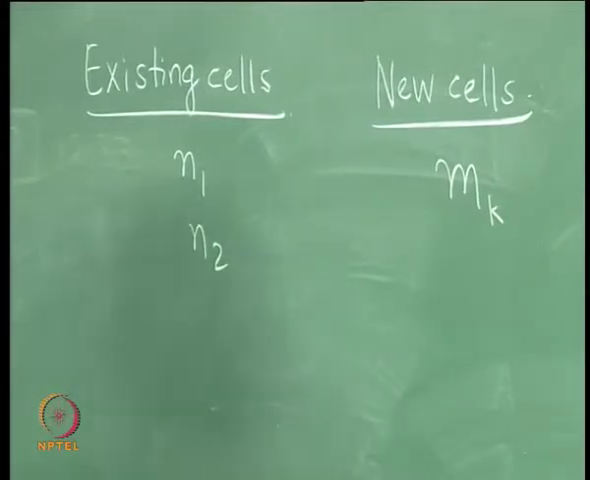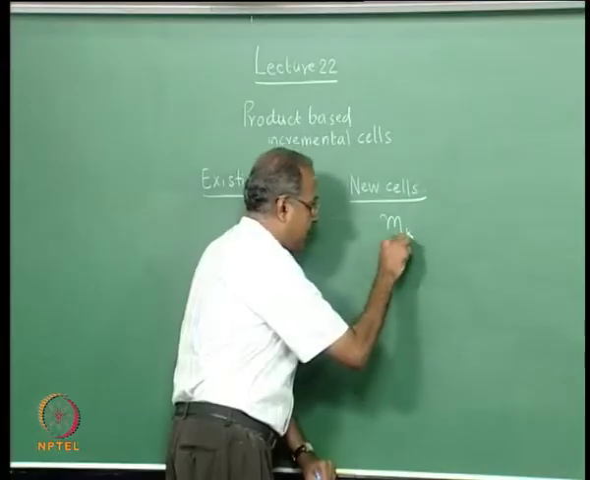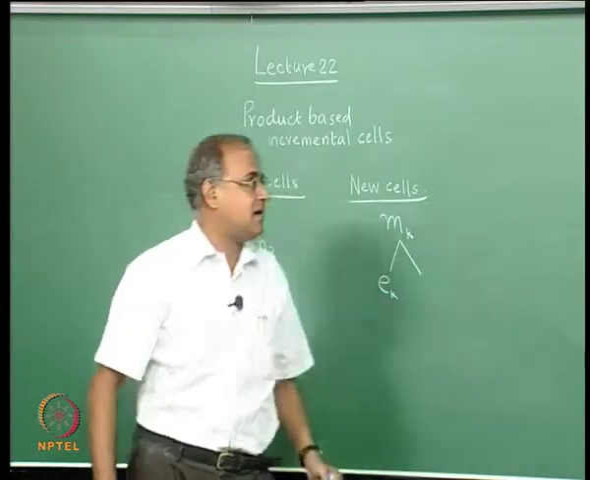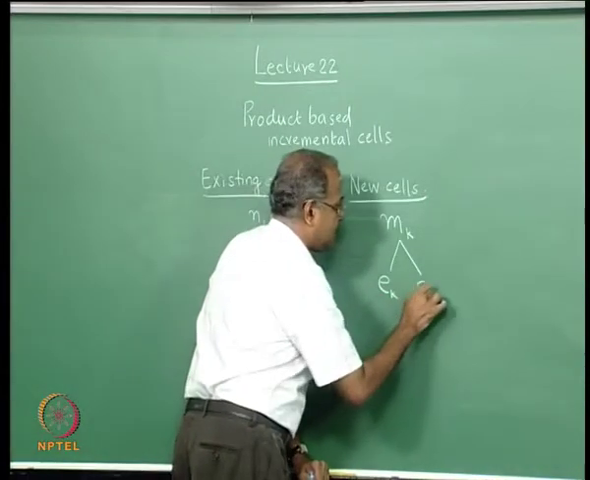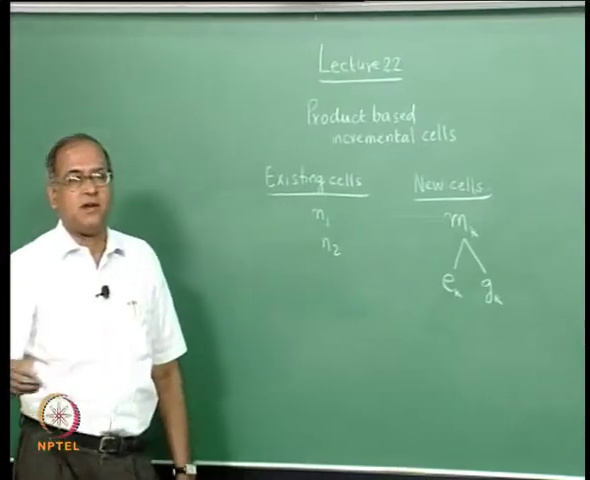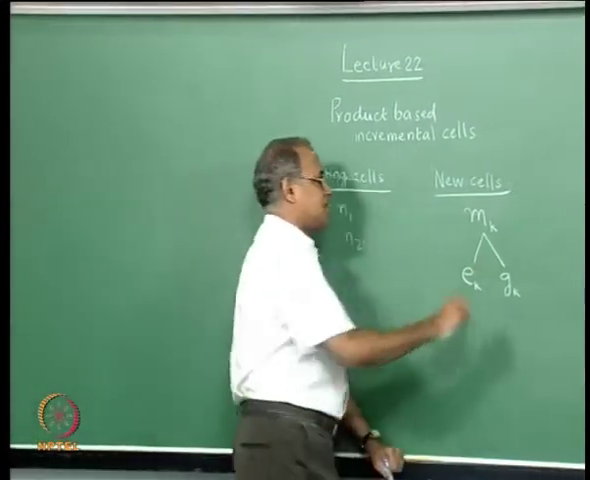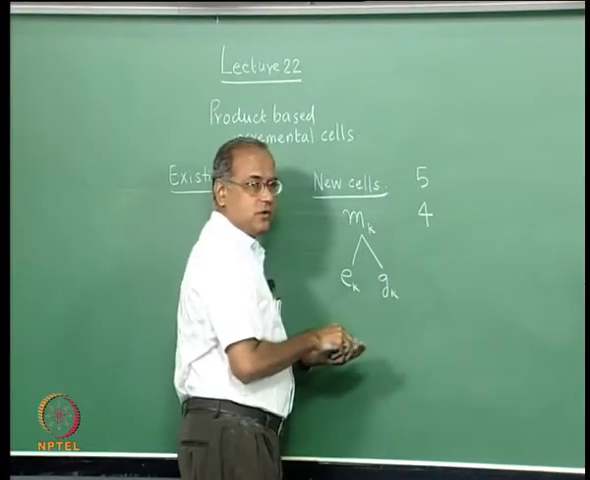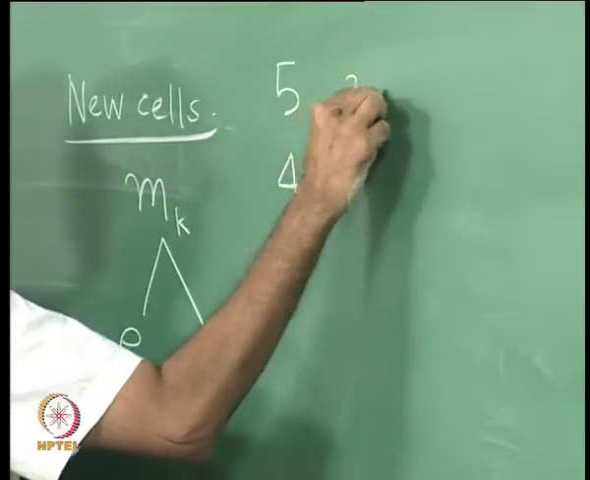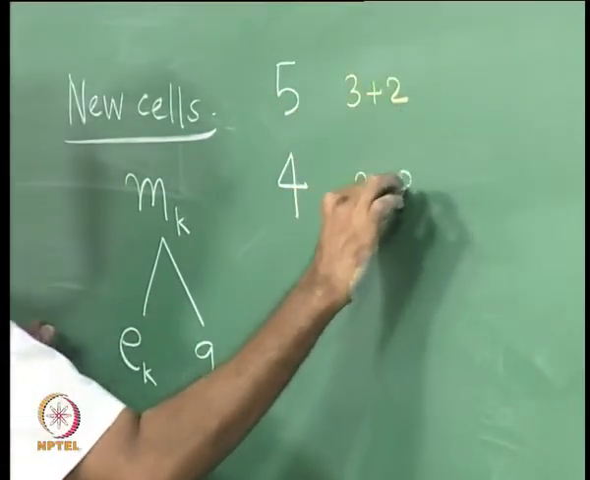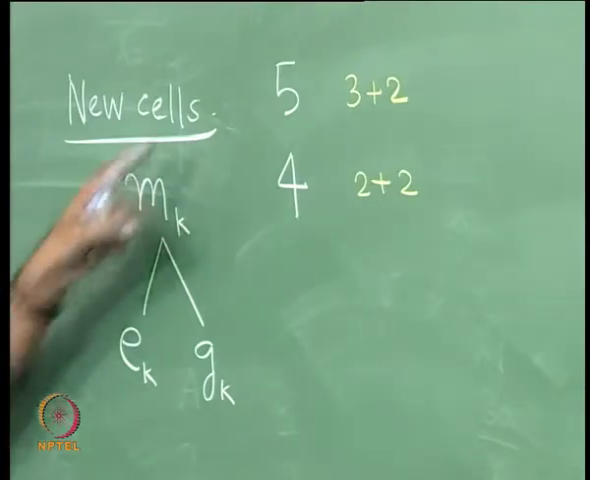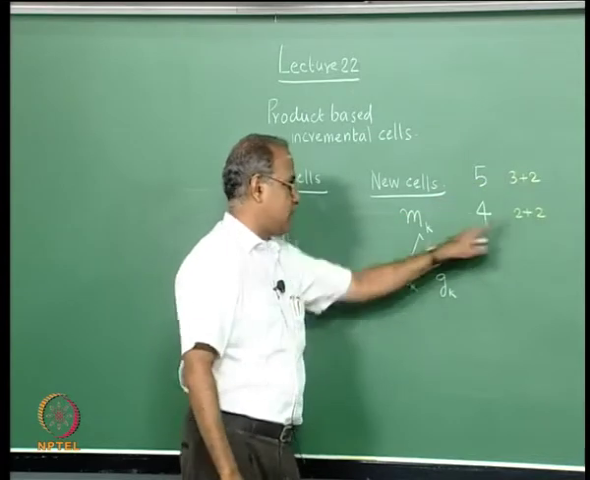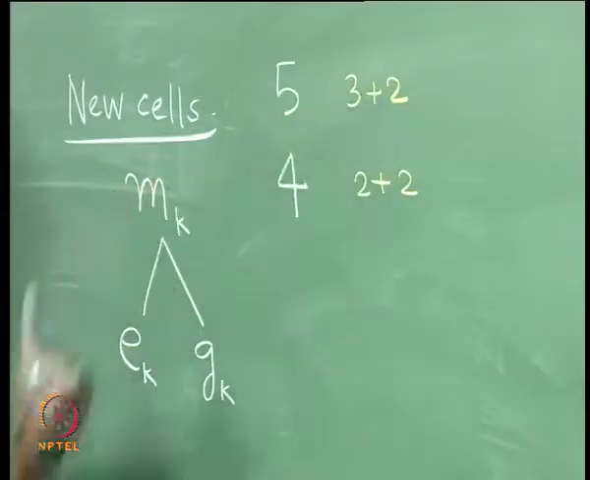We will also now say that this mk is divided into two sets: ek, which is the number of experienced people that I need, and gk, the number of new people that I need. For example, if there are two new cells and they require 5 and 4 operators, we could say that this 5 could be 3 plus 2 and this 4 could be 2 plus 2, which means m1 is 5, m2 is 4, e1 is 3, e2 is 2, g1 is 2, g2 is 2.